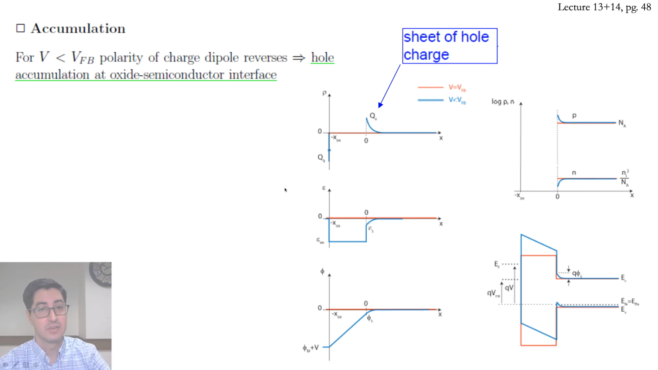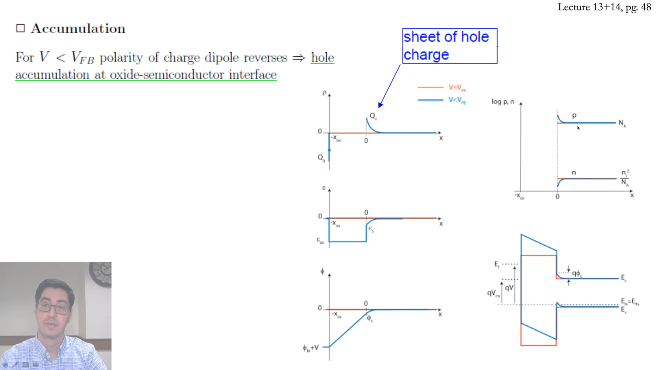Okay, so let's just talk through these plots. We get a hole-rich region; you can think of this as a sheet of hole charge right at the surface. We integrate this to get the electric field. And once again, we have a step in the electric field due to the different permittivities of the semiconductor and the oxide. We can integrate the electric field to get the potential, the total potential drop across the structure. And we can also plot the log of my electron and hole concentrations.